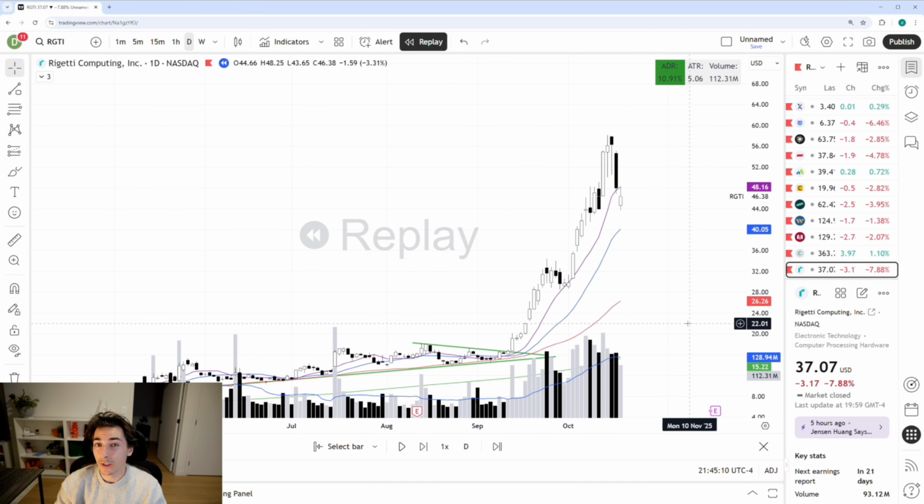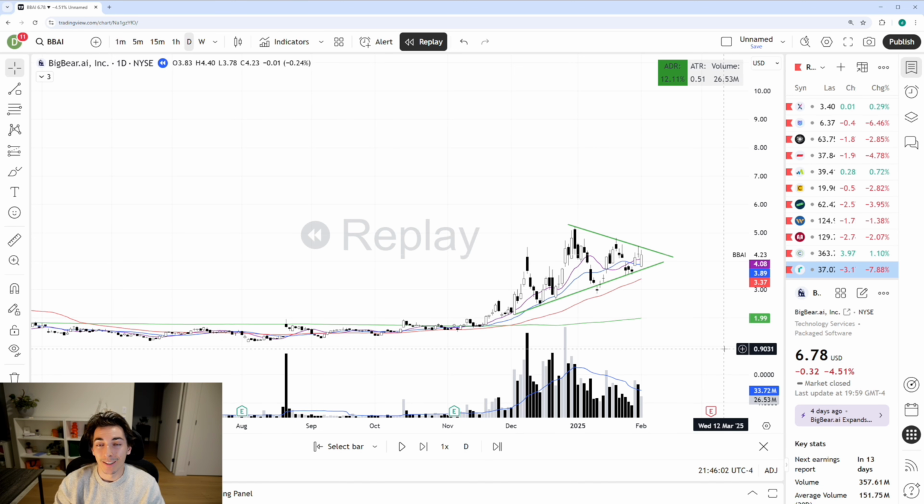This was a 4-star setup. It doesn't get much better than this, but there are still some stocks, some setups that are even more perfect than this. So let's get right into it. And here it is. This is my 5-star setup. One of the best setups, one of the best trades I ever did.